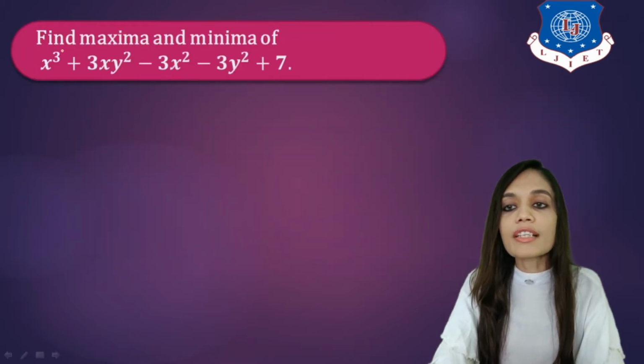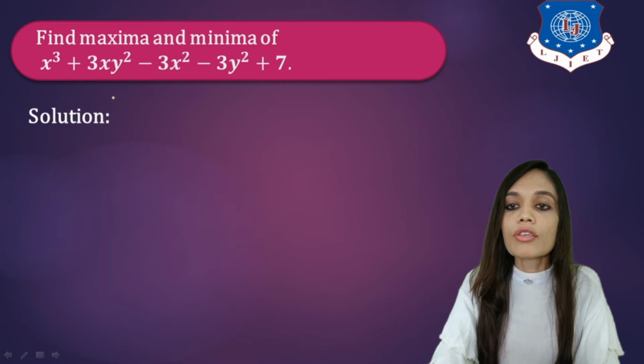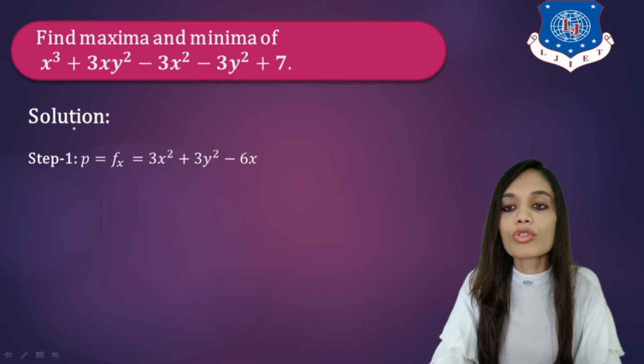So let us solve a few examples. The first example is, we have to find maxima and minima of x cube plus 3xy square minus 3x square minus 3y square plus 7. So let us begin with its solution.